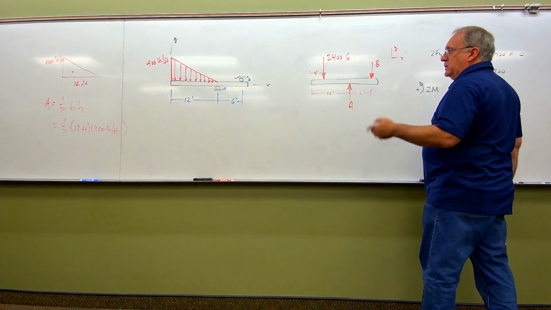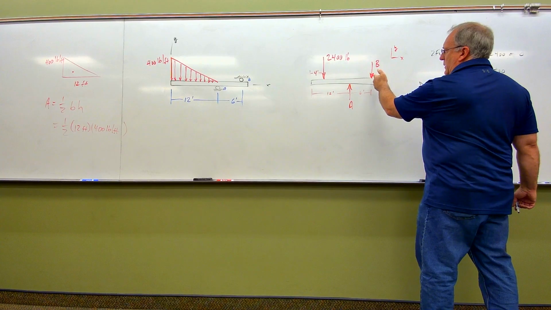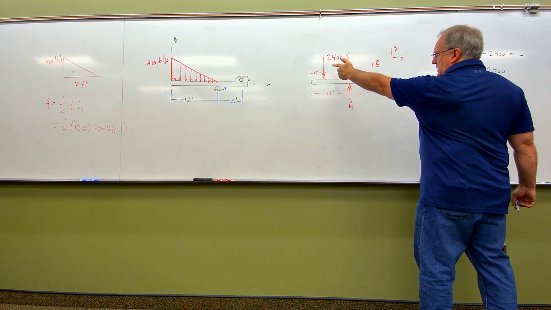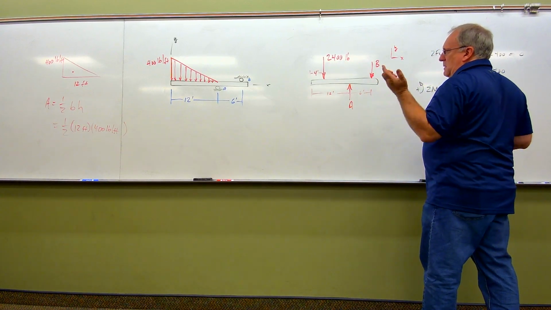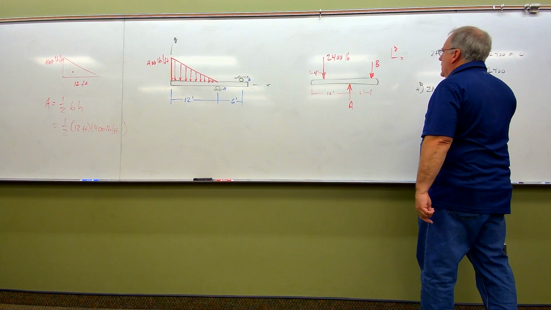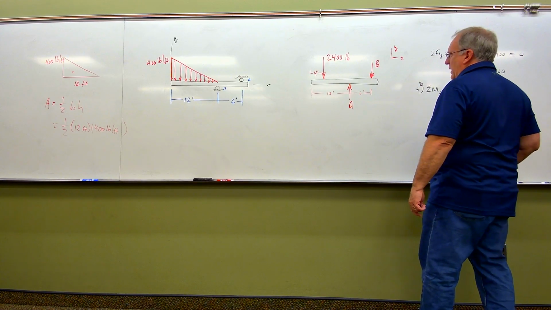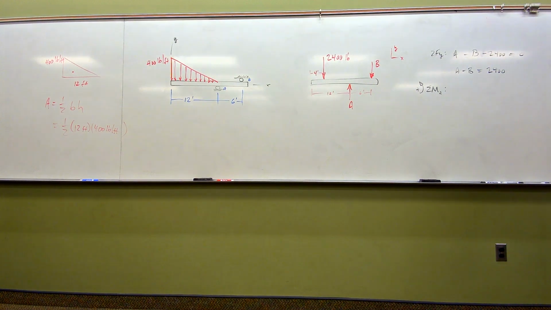We could, if we wanted to, take the moment about B. So in that case, we have the A force and the 2,400 involved. It doesn't matter. We're going to get the same result either way. Let's just choose A in this case here, folks. Random pick, but just choosing A.